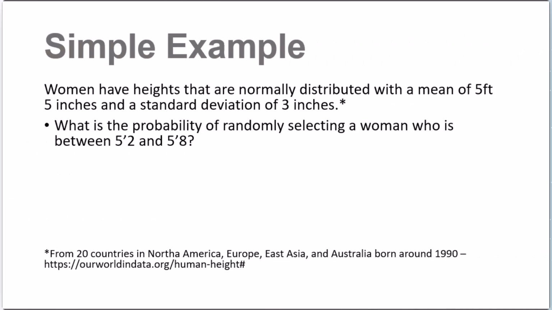Here's a simple example. Women have heights that are normally distributed with a mean of 5 foot 5 inches and a standard deviation of 3 inches. This data came from ourworldindata.org. It's collected from 20 countries in North America, Europe, East Asia, and Australia. And the question I'm looking at here is, what's the probability of randomly selecting a woman who is between 5'2" and 5'8"?